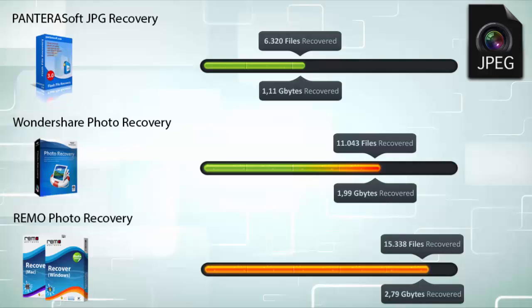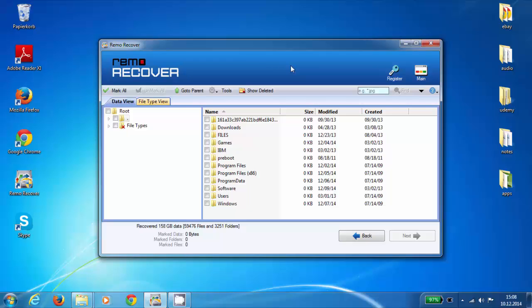And the program I'm reviewing here, Remo Photo Recovery, was the slowest, a bit slower than Wondershare's Photo Recovery, but I managed to recover a total of 15,388 files on this hard drive with a total size of 2.79 gigabytes. Now this is the window that comes up once the scan is completed. I suggest the first thing you do is go to Tools up here and choose Save Recovery Session. This way you won't have to go through all the scanning process again if you forget to select some of the files to be recovered this time.